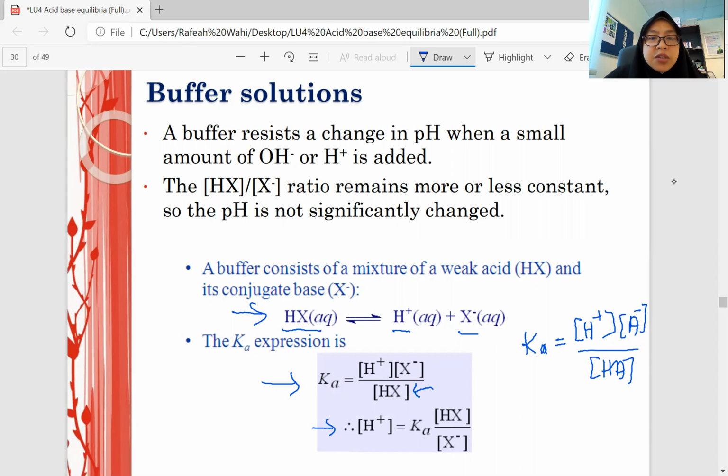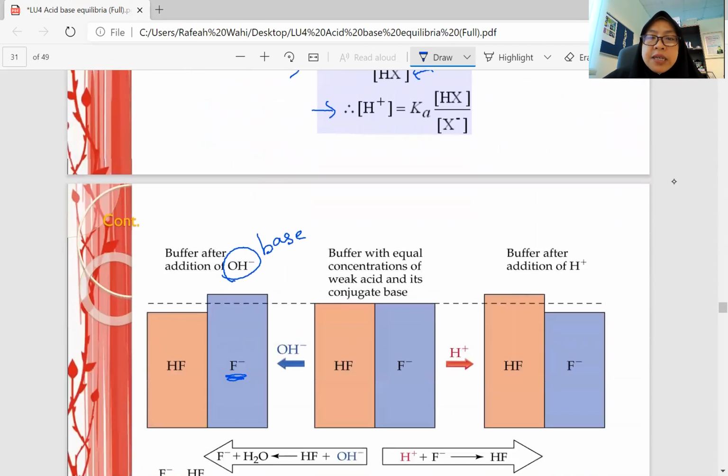If the HX to X minus ratio remains more or less constant, the pH in a buffer solution is not significantly changed. How does this happen? Let me explain to you by using the diagram here.